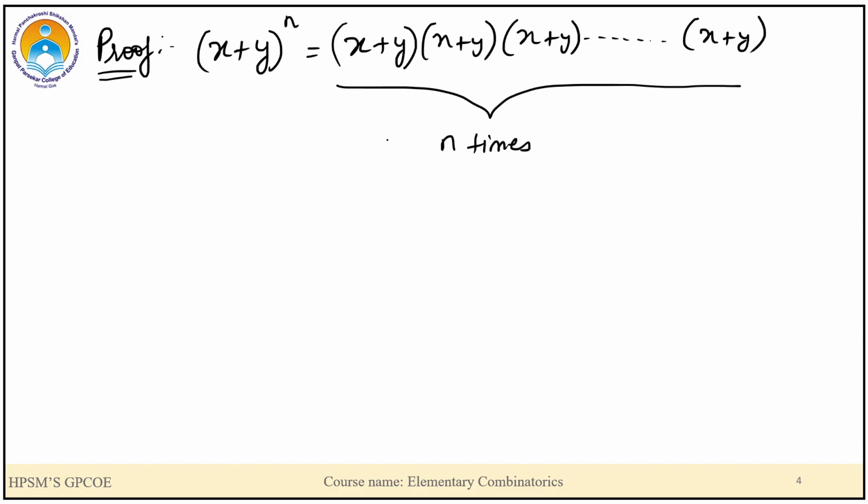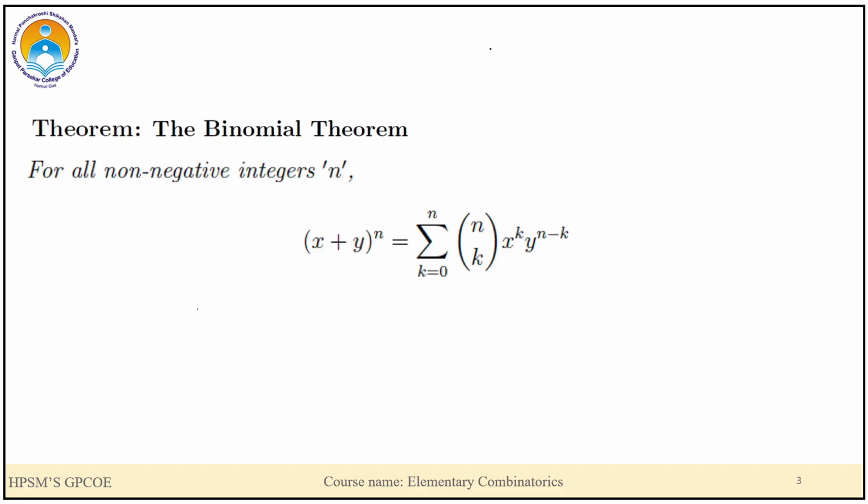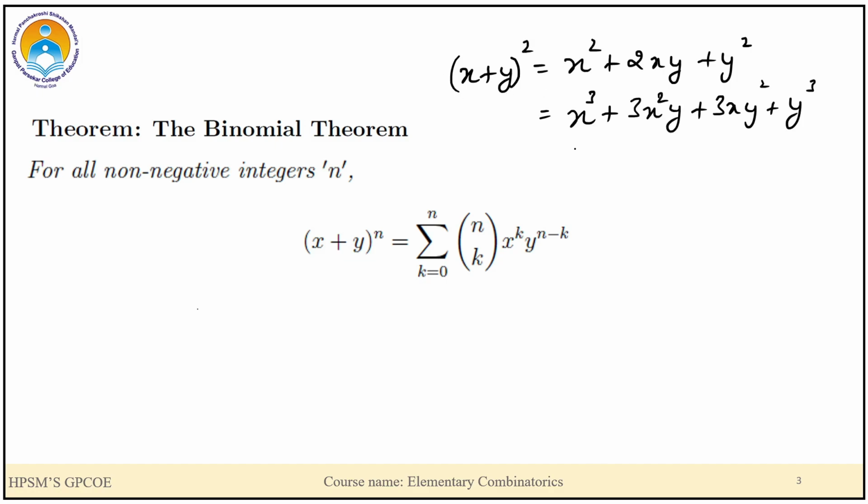Now, if you have seen the previous examples, if you have observed what we did in case of x plus y the whole squared and x plus y the whole cubed, I'll just write them down again. You will notice that each term in this expansion is some combination of x and y. There is some power of x multiplied by some power of y, and there is some coefficient attached to that term. Now, let me take the example of x plus y the whole raised to cube so that you can understand the idea behind this proof. Now, in x plus y the whole cube, I have x plus y times x plus y times x plus y.